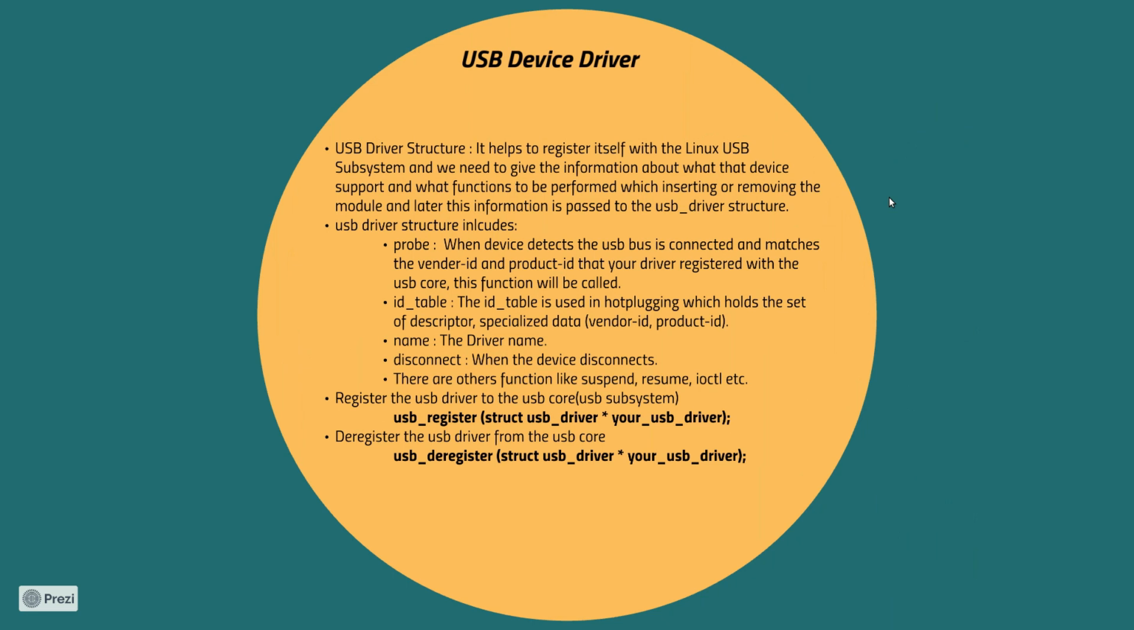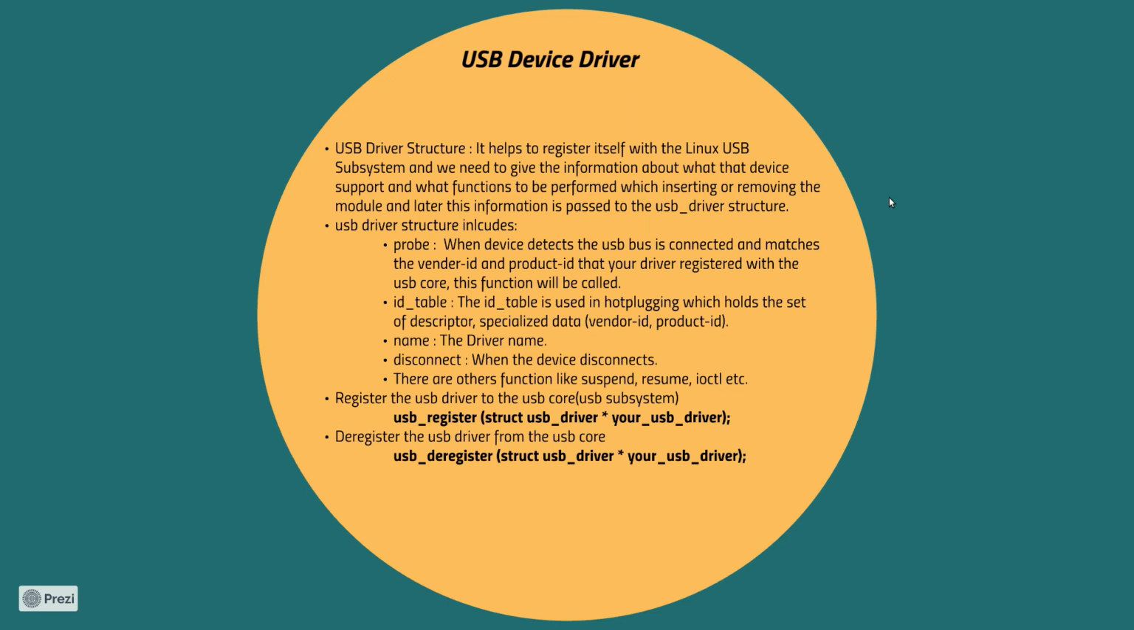The USB driver structure helps to register itself with the Linux USB subsystem, and we need to give some information about what that device supports and what function to be performed, like inserting or removing the module. While inserting or removing the module, it will help to give the information, and later this information is passed to the USB driver structure. There are multiple members available in the USB driver structure, but we will use probe, ID table, name, and disconnect.